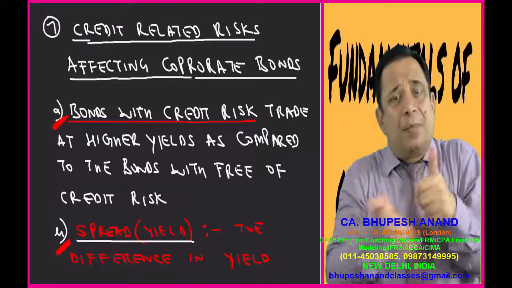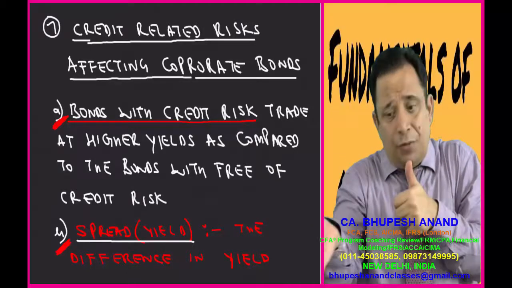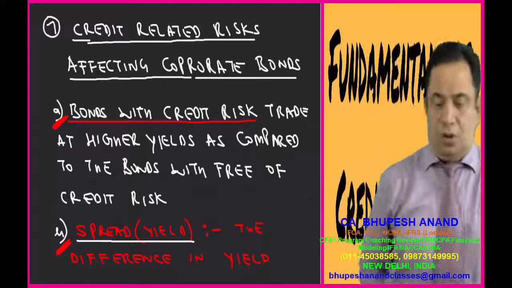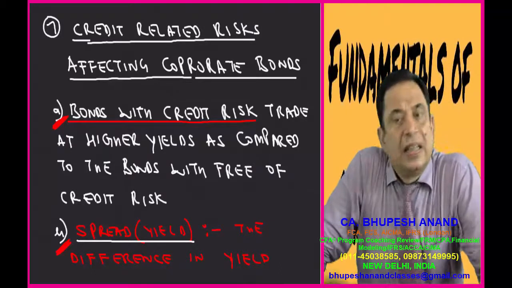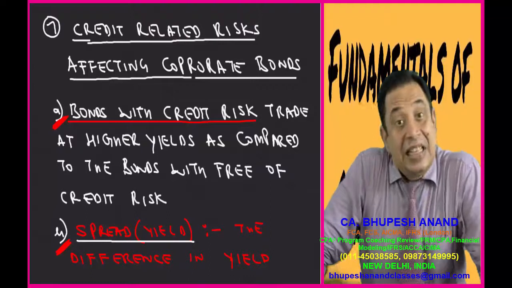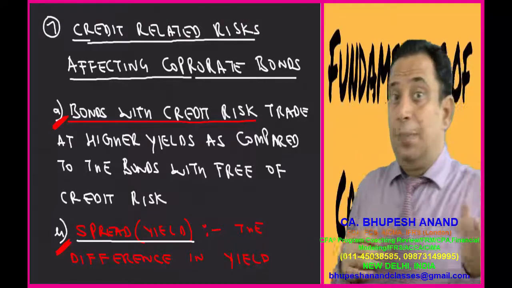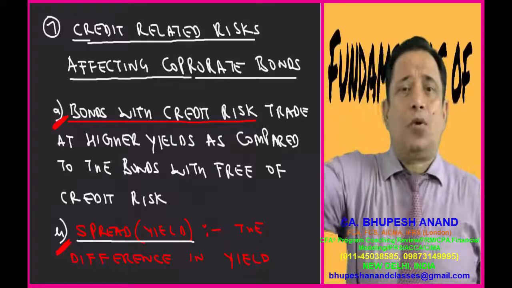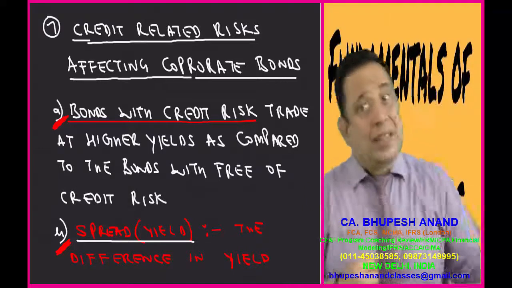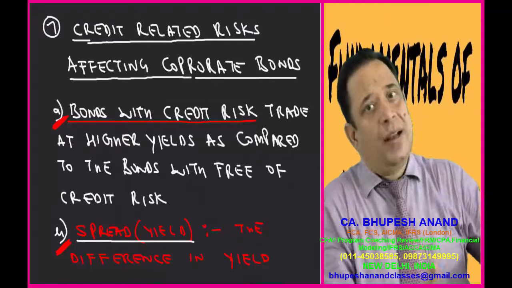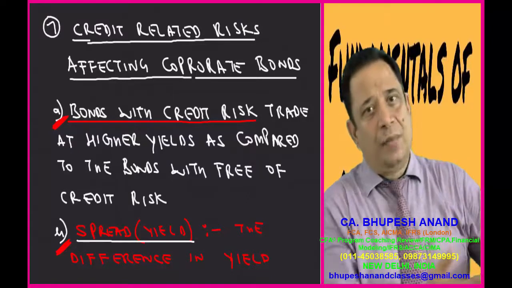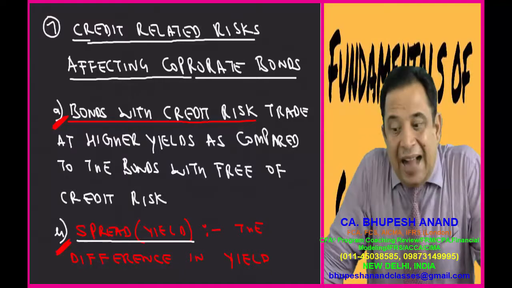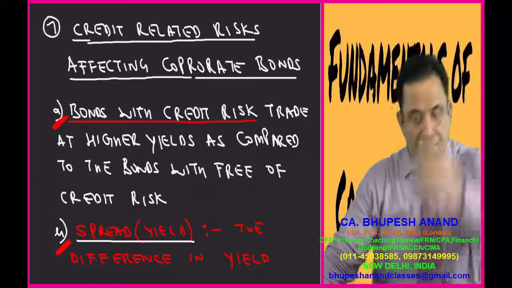I have prepared the analysis, I have prepared the handwritten slides. It will be better if you write down point number 7: credit related risks affecting corporate bonds. Bonds with credit risk trade at a higher yield. It's very natural that a newly started company has more credit risk as compared to Apollo Tires. So this new company, because it has more risk, has to give more return, more yield, a higher coupon rate as compared to AAA. So point A: bonds with credit risk trade at a higher yield as compared to bonds free of credit risk, for example, treasury bills.